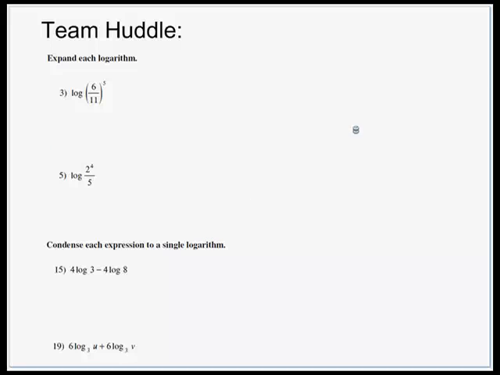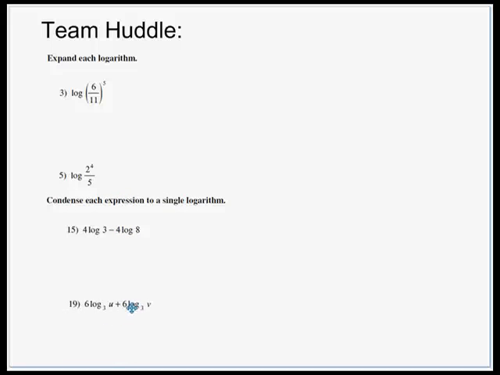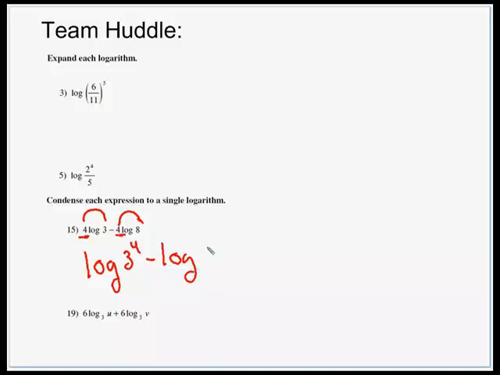And in 15 and 19, we are going to reverse the process. We will condense what we are given into a single logarithm. So first, let's get rid of the coefficients. The 4 is going to come up and become an exponent. This 4 is also going to come up and be an exponent. So we're going to have the log of 3 to the 4th minus the log of 8 to the 4th.